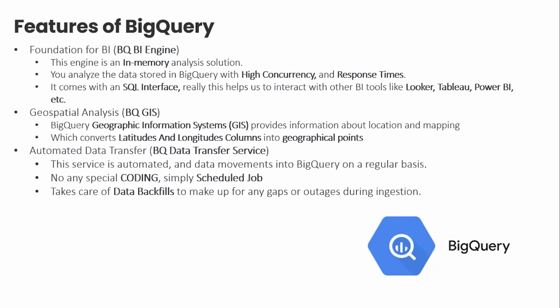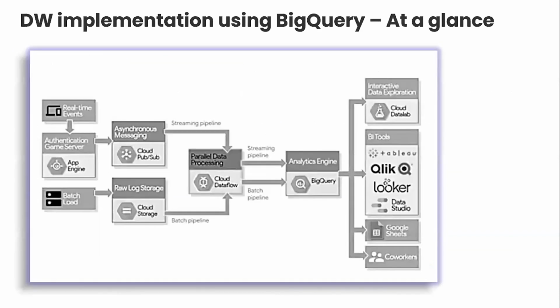And automated data transfer services are very important, because when we are migrating data from on-premises to the cloud, or from one cloud to another, these automated data transfer services help with less coding and a simple scheduled job. These are the main major things with respect to BigQuery.